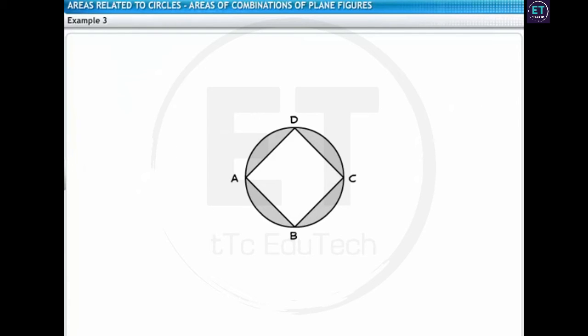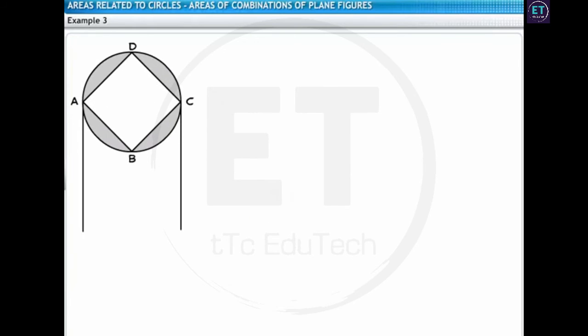Here's another example. This figure is a combination of a circle and a square. Here we have to find the area of the shaded region. Let's analyze the figure.